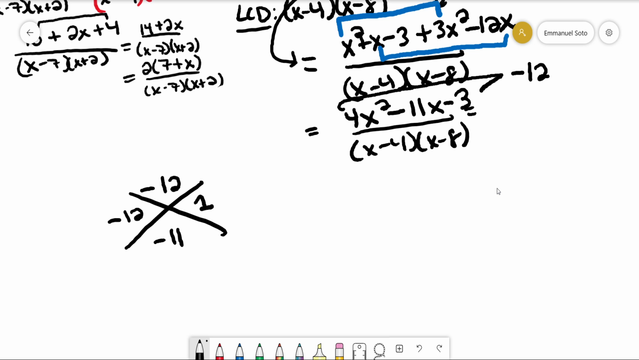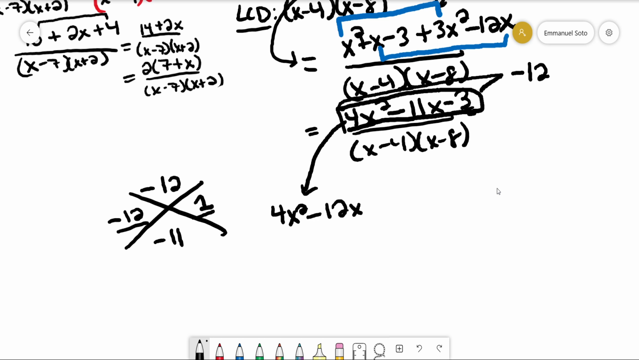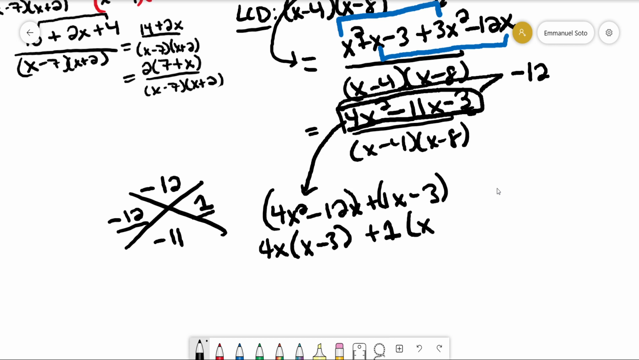Alright, so that means I'm going to focus now on this numerator. So the middle term splits into those two guys, negative 12x and positive 1x. Make sure to bring down the negative 3. Factor by grouping. You can pull out a 4 and an x here. So we got x minus 3. We can pull out a 1 from the right side, x minus 3. So we got x minus 3 because these match. And then you got your other numbers, 4x plus 1.